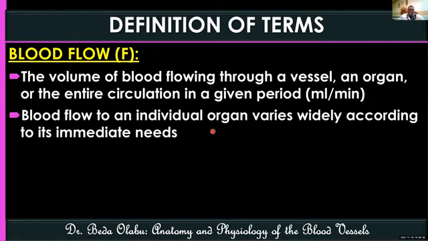The blood that flows in a particular organ varies according to the immediate needs of that particular organ. For example, the blood that is flowing through the liver may be enhanced or decreased.